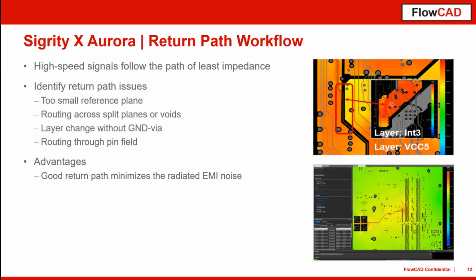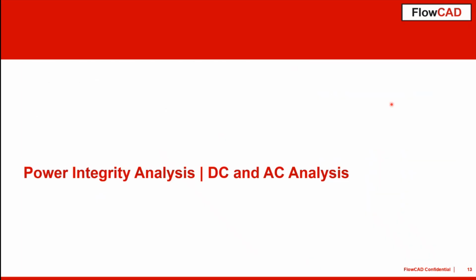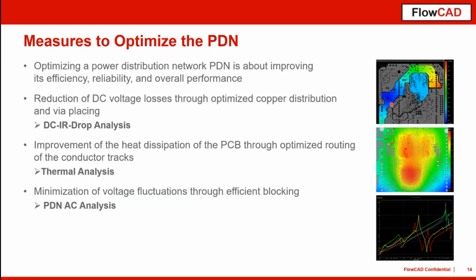So let's switch over to this power integrity analysis. Here we have the DC and AC analysis, and we may also add the thermal analysis that is available. For DC analysis, we focus here on the voltage drop of the power planes that is caused by Ohm's law. That means we create a current that runs through the power distribution network, and because of the resistive losses, we get some voltage drops.